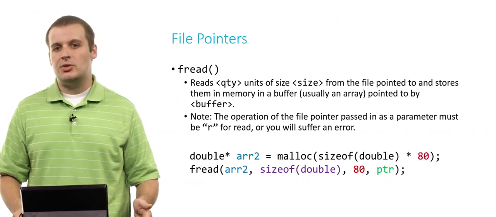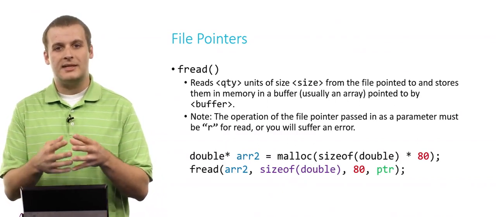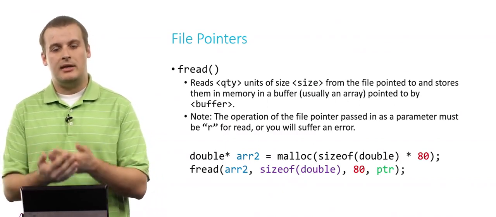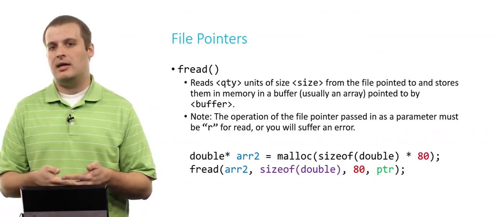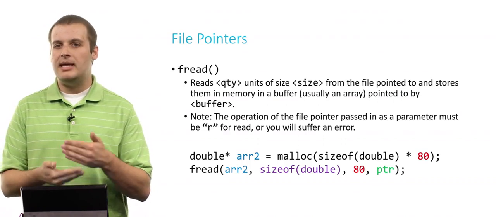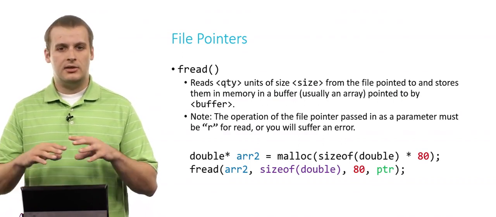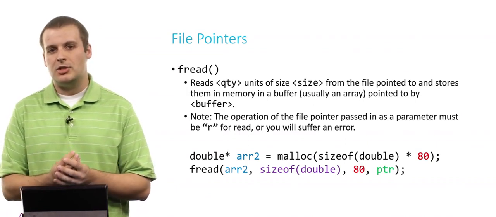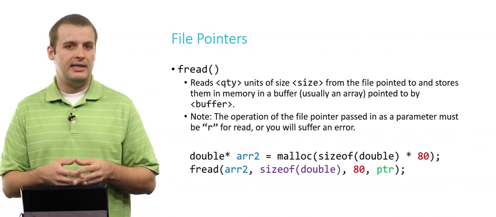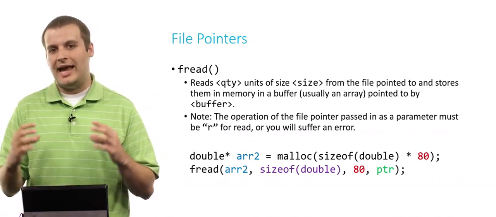We don't necessarily need to save our buffer on the stack. We could also dynamically allocate a buffer like this using malloc. Remember, when we dynamically allocate memory, we're saving it on the heap, not the stack. But it's still a buffer. In this case, it is holding 640 bytes of information because a double takes up 8 bytes, and we're asking for 80 of them. We want to have space to hold 80 doubles.